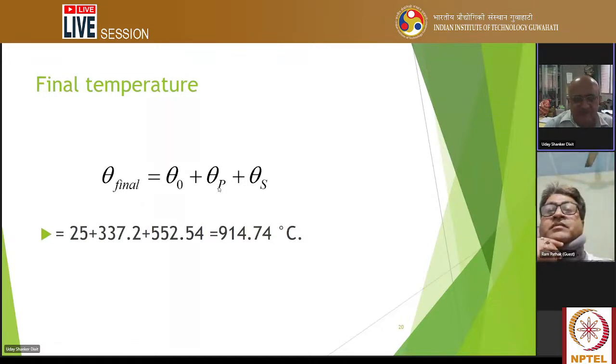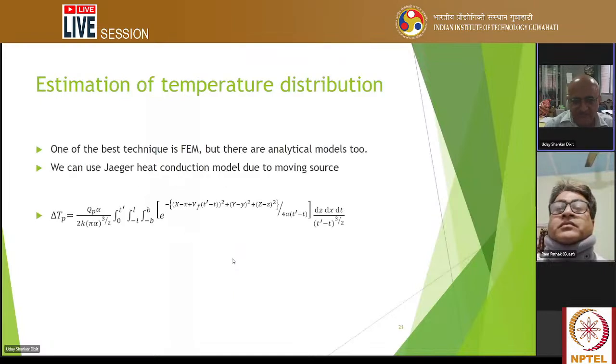There is theta 0, the initial temperature of the workpiece, then theta p is the heat generation in the primary zone. You see in the primary zone it is about 337, but in the secondary zone the chip is riding on the rake face, so a lot of heat is generated there and the temperature rise is 552. That is why the highest temperature is achieved at the rake, and that is why you get crater wear at the rake surface.